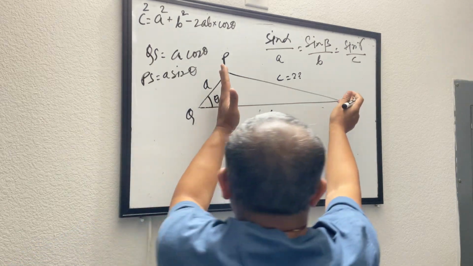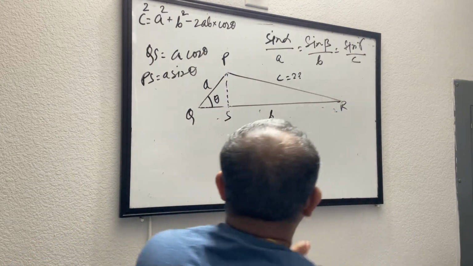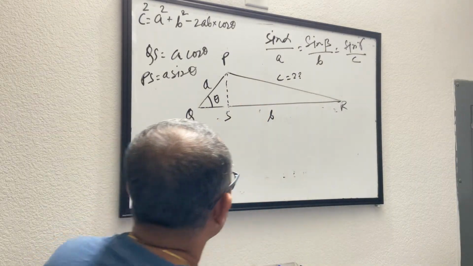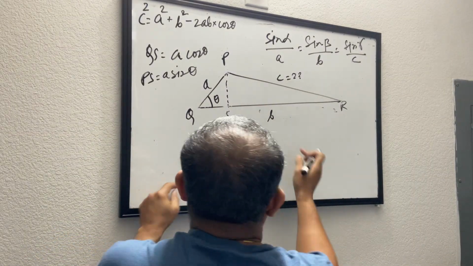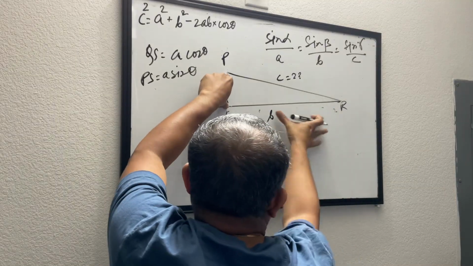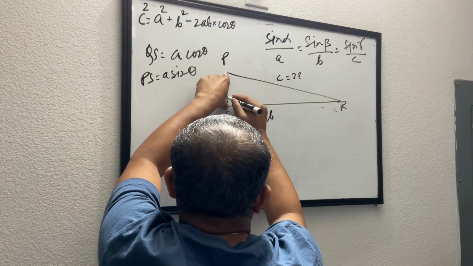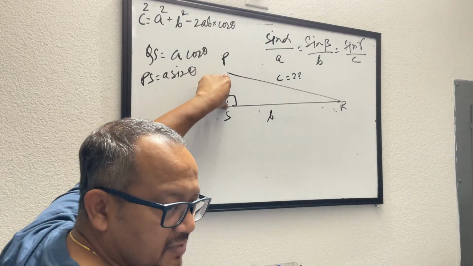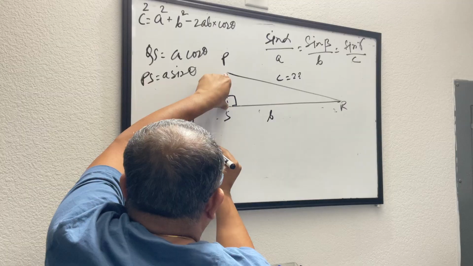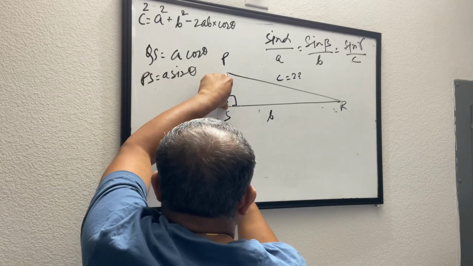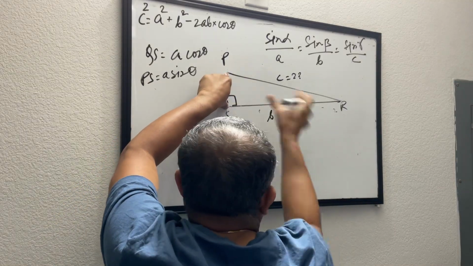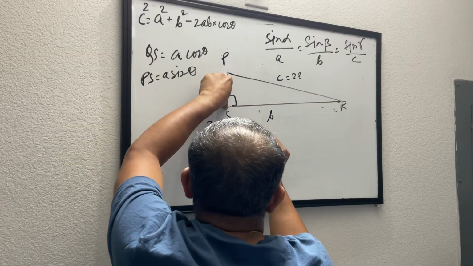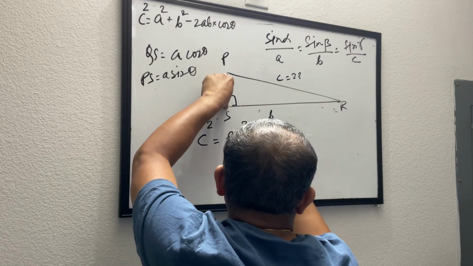Now we are coming to this right angle triangle, and we don't know any of the angles. In this triangle, this side and this side make the right angle here, and this is my hypotenuse. The Pythagorean theorem says C square equals this square plus this square, that means PS square plus SR square.